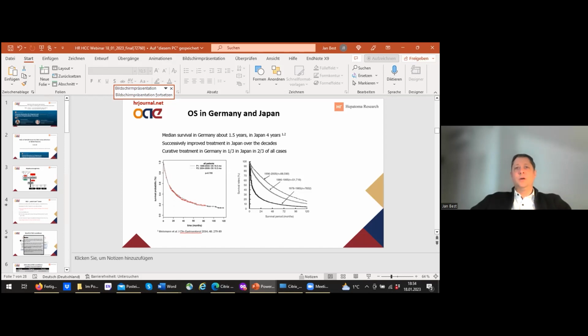In comparison, on the right hand, we have data from Japan. And here you can see that over the course of time, from the 80s to the 90s to the 2000s, the overall survival was continuously increasing. And so the median survival in Germany is only about 1.5 years, and in Japan, it's even 4 years. So in Japan, we have a successive improvement of the treatment over the decades, and curative treatment in Germany is only possible in 1/3 of the cases, while in Japan, in 2/3 of all cases, curative intended treatment options are available.